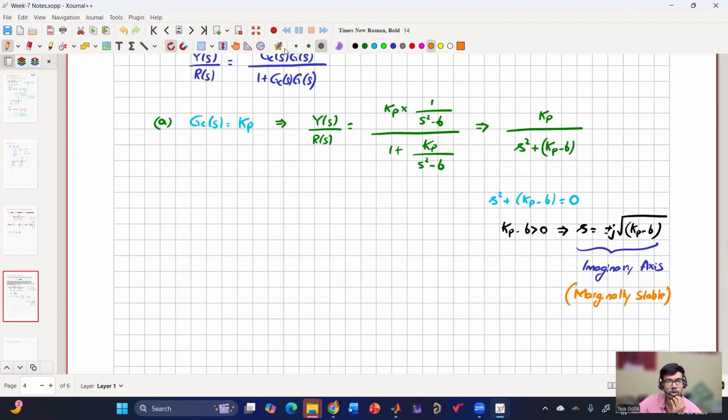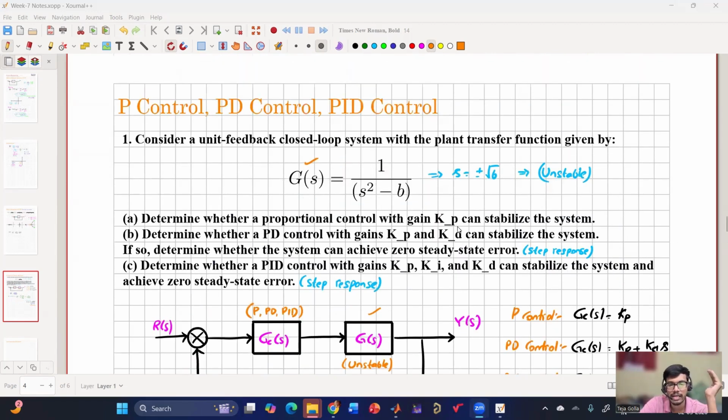Is that clear, Saurabh? So if I'm using only proportional gain, the maximum I can do is bring the closed loop poles on the imaginary axis, not on the left hand side. So that is the limitation. Clear or any confusion? Okay. So now the question is whether the proportional gain can stabilize the system. No, the maximum it can do is marginally stable, not fully stable.